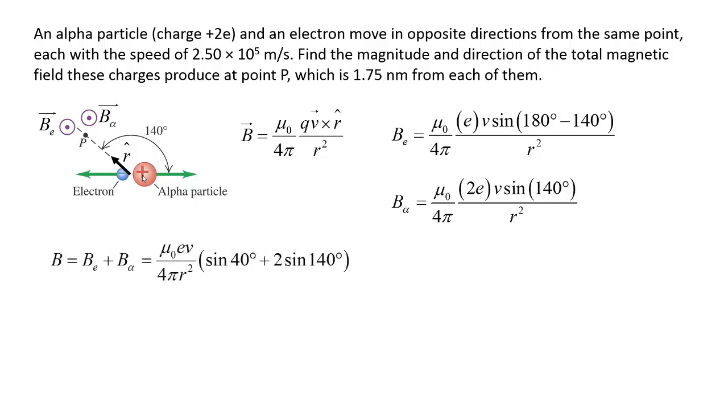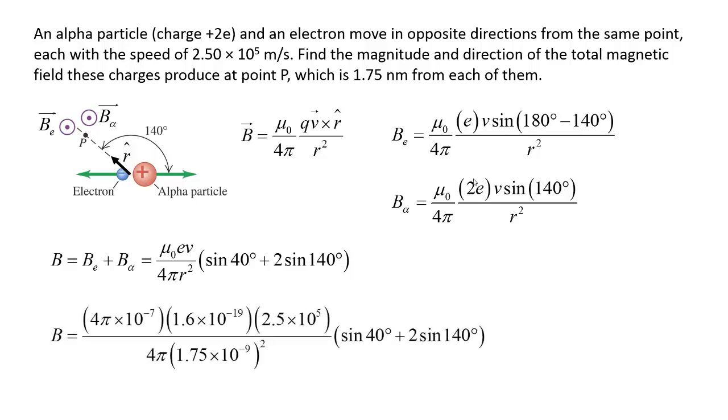The net magnetic field will be the sum of these two magnetic fields, and that gives me an equation that looks like this, where I have factored out mu0 over 4 pi, e, r squared, and v because they are all the same. And in parentheses, I am left with sine of 40 degrees, 180 minus 140, plus 2 times sine of 140. Don't forget that you have a 2 here.